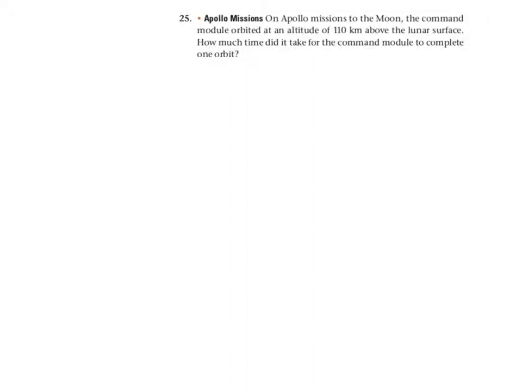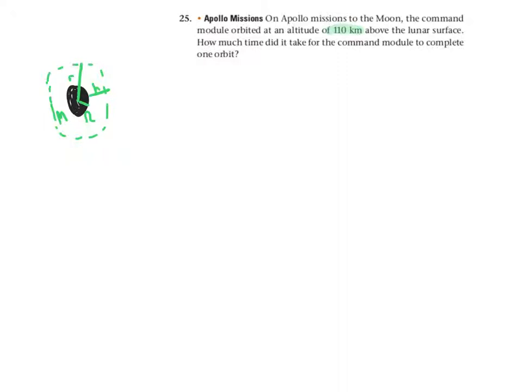Chapter 12, Number 25. On Apollo missions to the Moon, the command module orbited at an altitude of 110 kilometers above the lunar surface. How much time did it take for the command module to complete one orbit? So, just terminologically, the distance we're going to care about is the distance to the center, which I call little r. We're going to say the Moon has mass capital M and radius capital R, and we're a height h above the surface, where that's h.